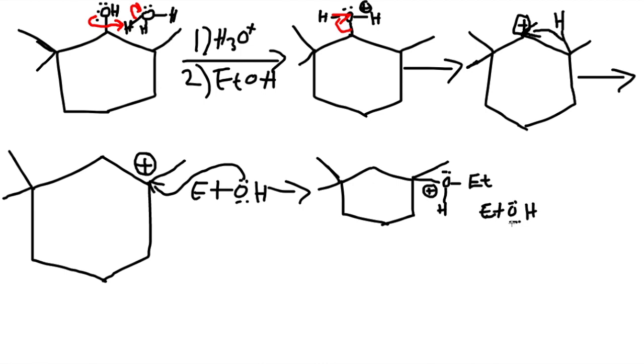Let's deprotonate this oxygen. So it goes and grabs the hydrogen, right there with the red. Oxygen lone pair goes and grabs the hydrogen. This hydrogen gives off the electron to that oxygen. And so we would have a final product looking like this.